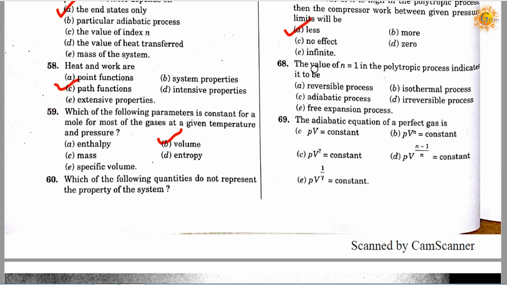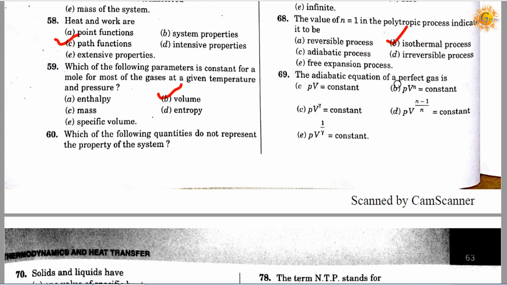Question number 68. The value of n equal to 1 in the polytropic process indicates it to be option A reversible process, option B isothermal process, option C adiabatic process, option D irreversible process, option E free expansion process. Correct answer is B. It's an isothermal process.